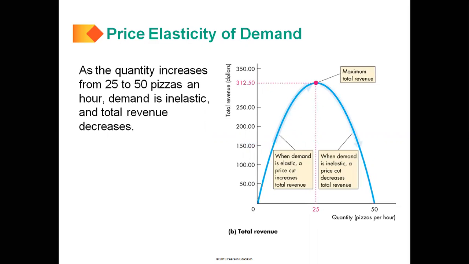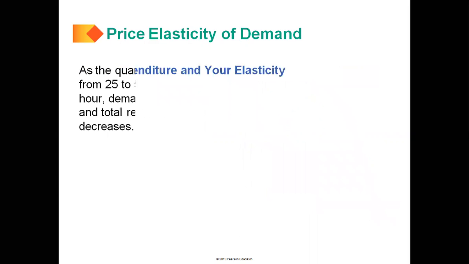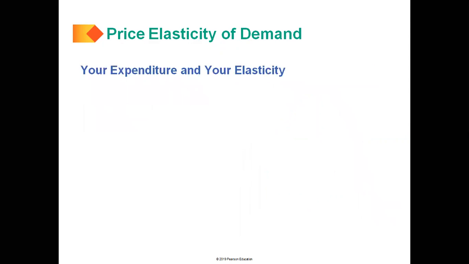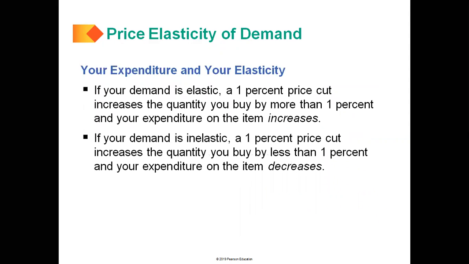Yeah, I mean, they're beating this thing to death. There you go. That's it. This is a good graph because it shows you that after 25 pizzas, you'll actually start doing less total business when you lower prices.